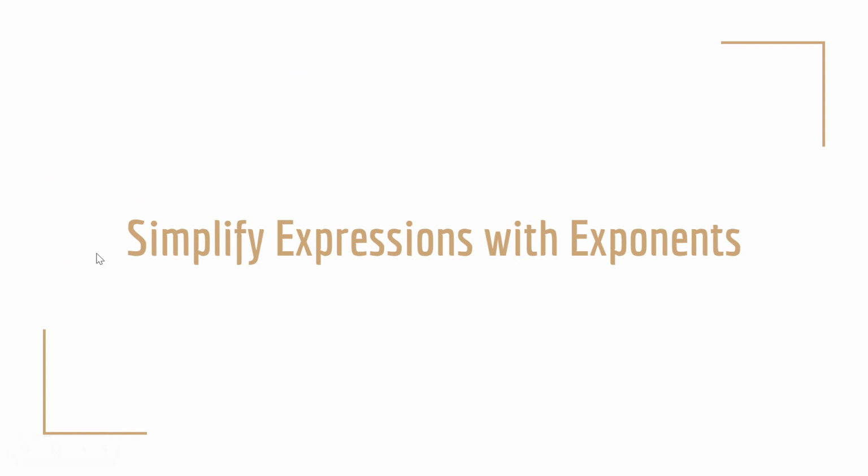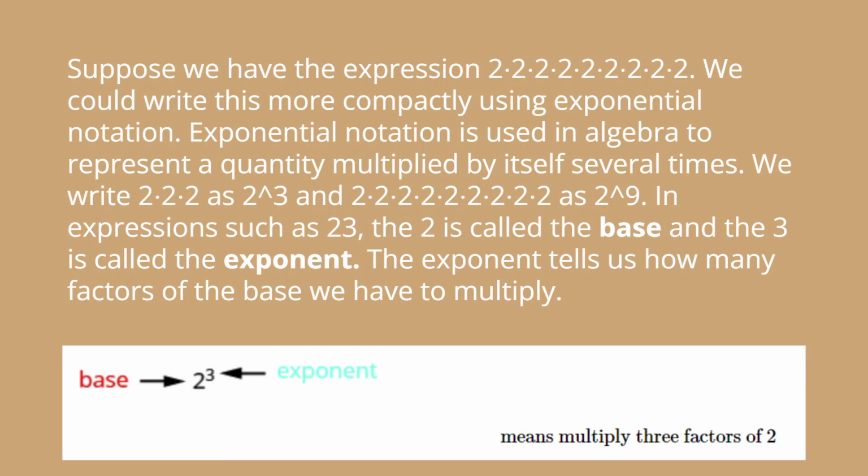Simplify expression with exponents. Suppose we have the expression 2 times 2 times 2 times 2 and go far away. We could write this more simply using exponential notation. Exponential notation is used in algebra to represent a quantity multiplied by itself several times. We write 2 times 2 times 2 as 2 to the power of 3.